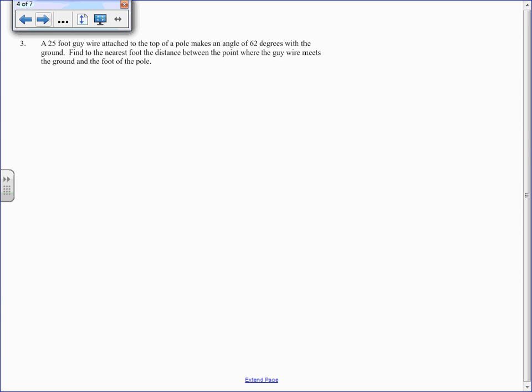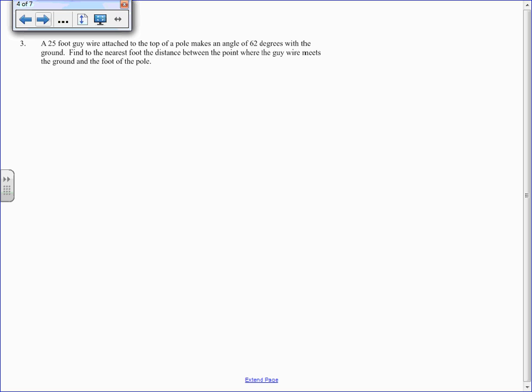On to the next. A 25-foot guy wire attached to the top of a pole makes an angle of 62 degrees with the ground. Find to the nearest foot the distance between the point where the guy wire meets the ground and the foot of the pole.